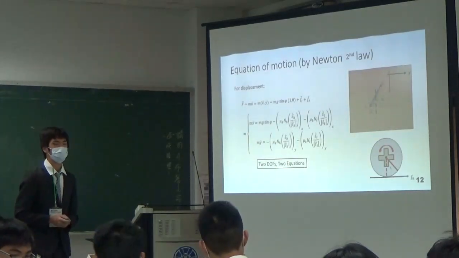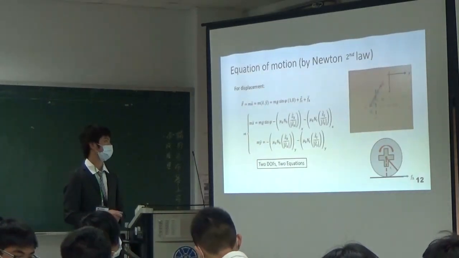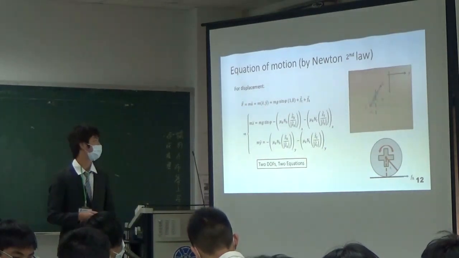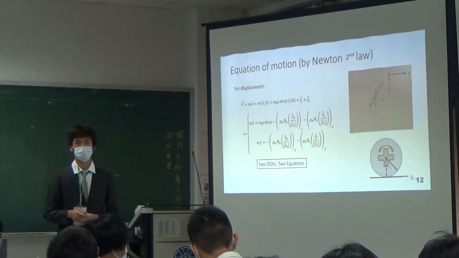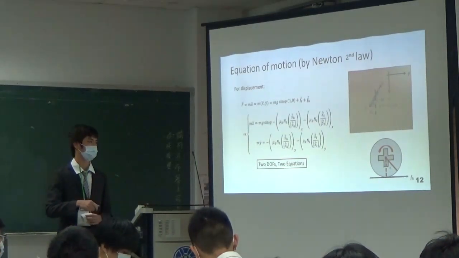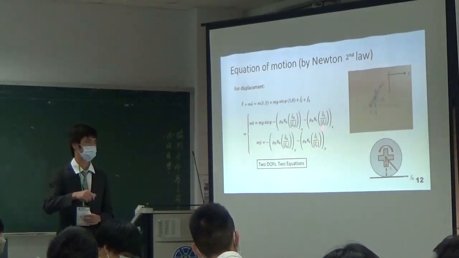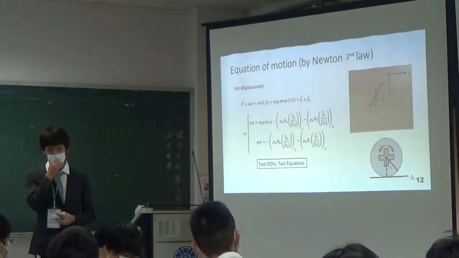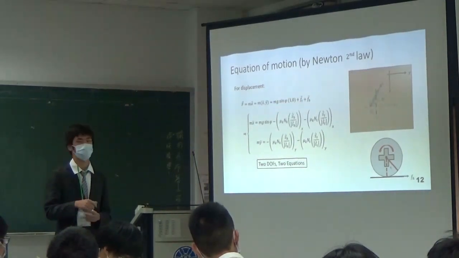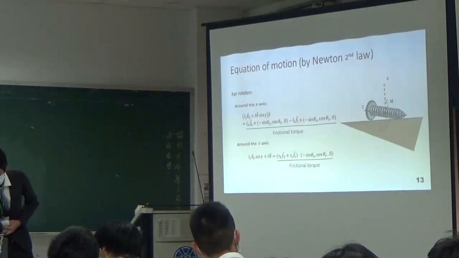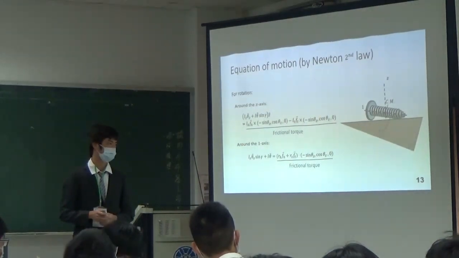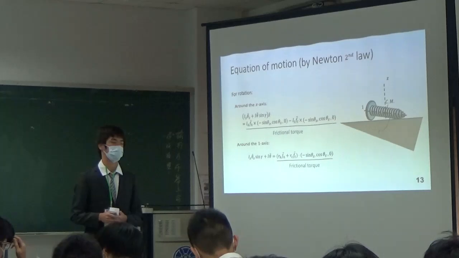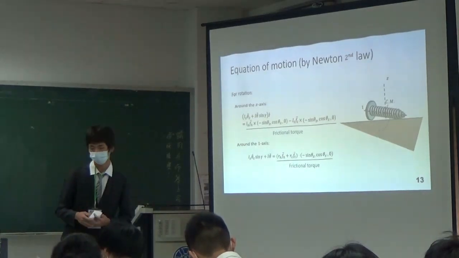And after the calculations, we can get the equation of motion by Newton's second law. And for the displacements, we consider the gravity component along the x-axis and the components of frictions for both x and y-axis. And for the rotations, we consider the different frictions that cause each rotation.